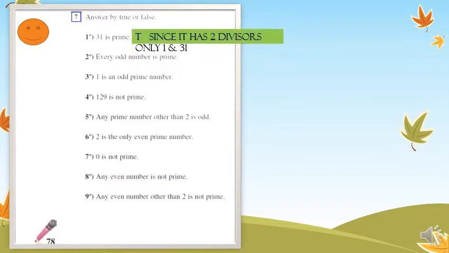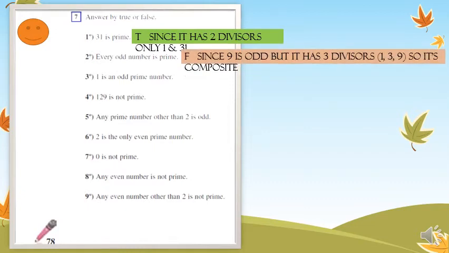So it's true. Every odd number is prime. What are the odd numbers? 3, 5, 7, 9, 11. Are all of them prime? Think, is 9 a prime number? No, because 9 is divisible by 3, so it's false. Example, 9 is a composite number.